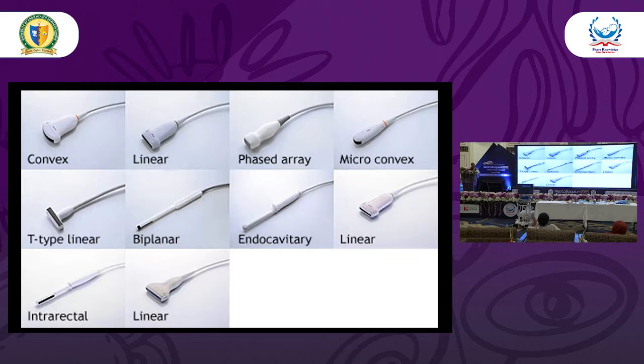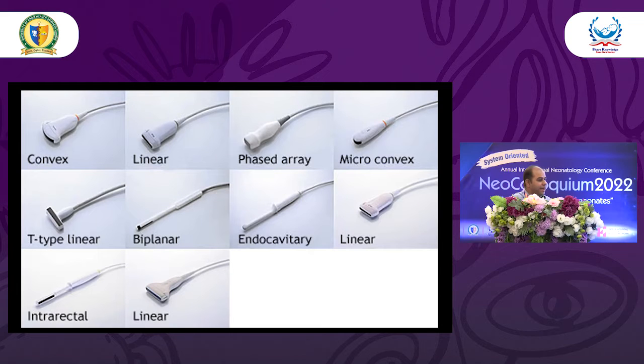What is the convex probe? As the name suggests, it is convex from the top. Then there is a linear probe and multiple other types which are available in the market. For the ultrasound guided vascular approach, the linear probes are the ideal ones. The rest of the probes are not ideal. I'll show you why.